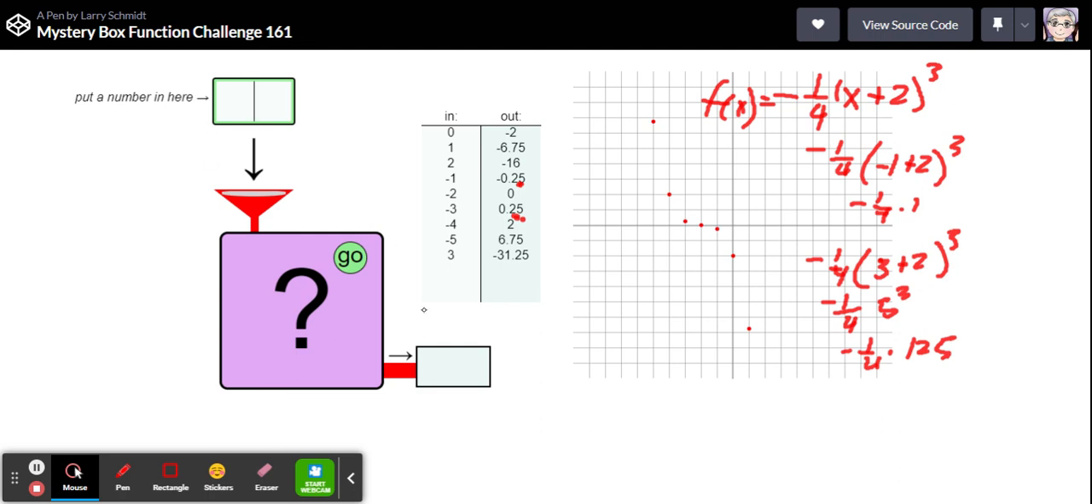All right, well, I think we've got this, so let's go ahead and reveal. And there it is. F of x is -1/4 times the quantity x plus 2 cubed.